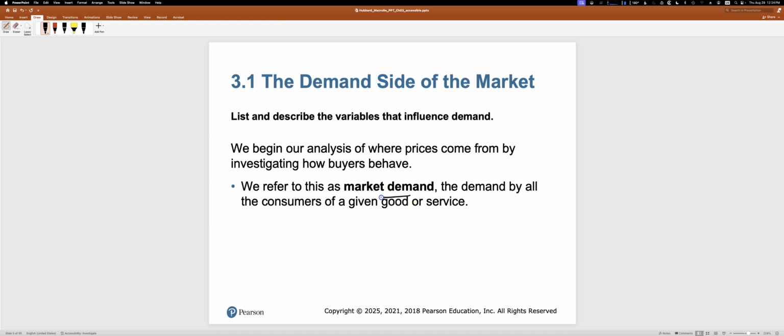When we want to look at market demand, we're looking at the demand by all consumers. Okay, so that's for the entire market.